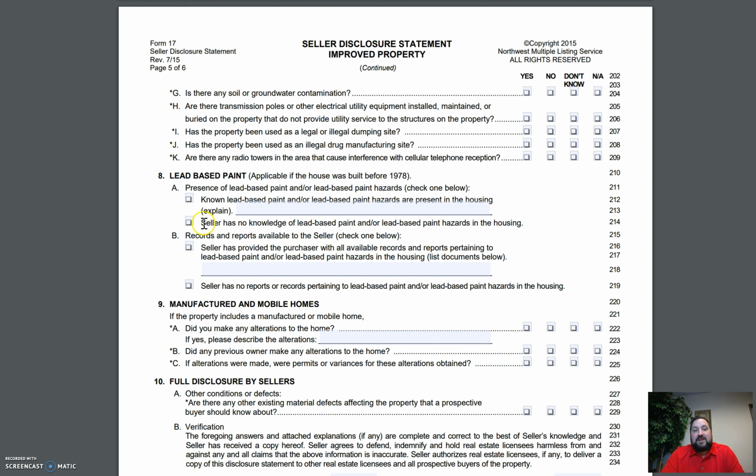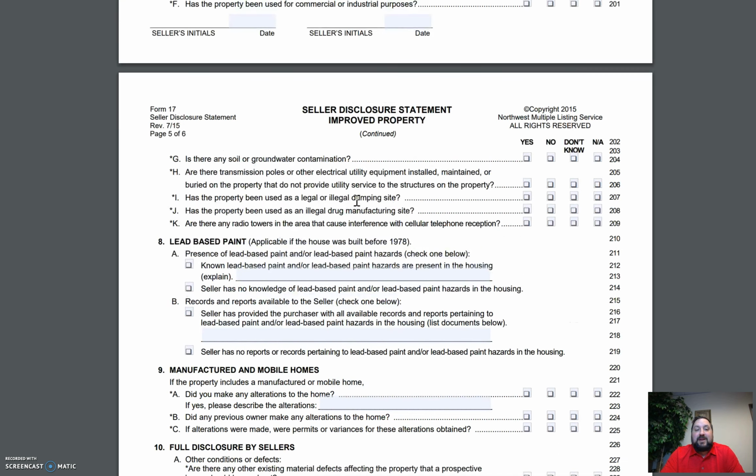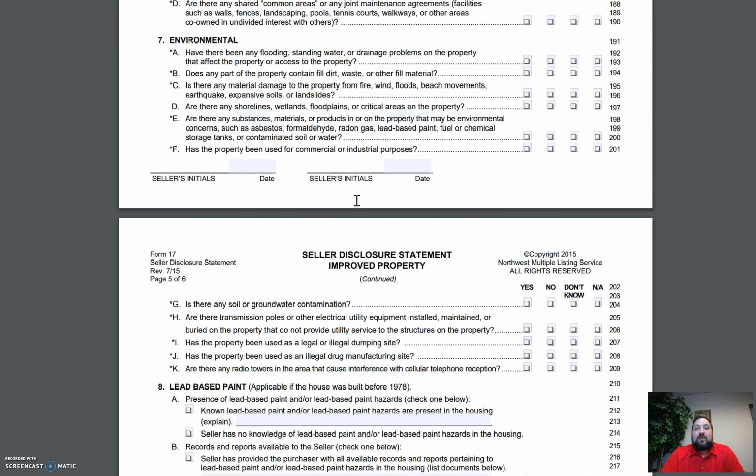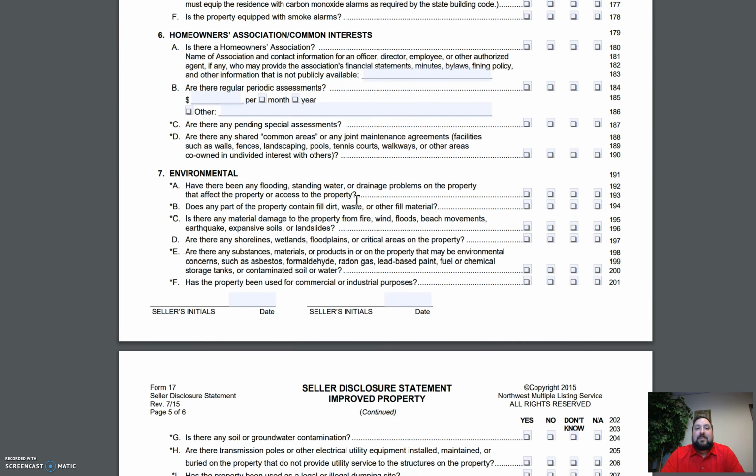But a lot of times, there you go. Seller has no knowledge of lead-based paint in housing. Seller has no reports. That's how you enter that right there if you're after 1978, so that everything has an answer. There is no room for interpretation for the buyer. The buyer shouldn't have to interpret the form. It should totally disclose to the buyer anything that may be a problem.